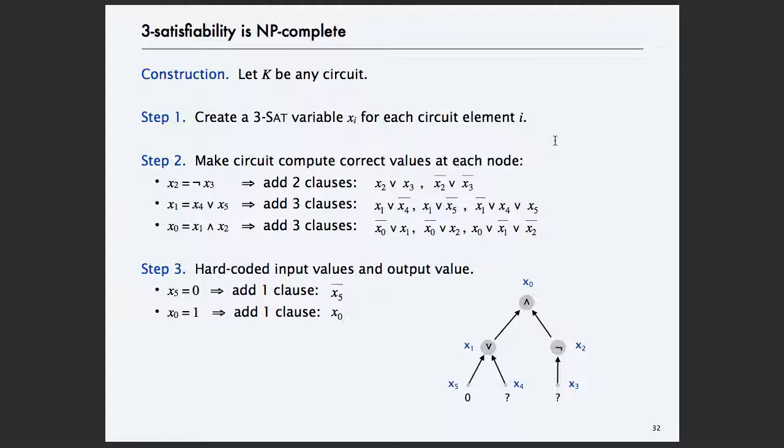So what are we going to do? Imagine that K is a circuit, right? We are going to, first of all, create a variable for each circuit element. So that's not just the leads, which are the input variables, but everything in the middle. In this one, we would have 6.